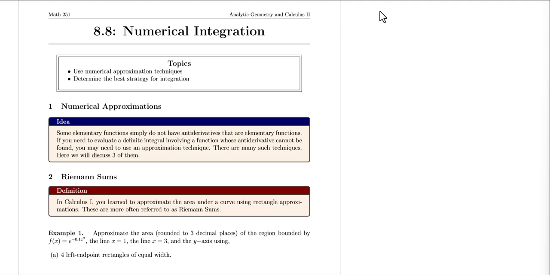Now, the first technique you definitely had back in Calculus 1, but it does bear some repeating. So let's go ahead and begin here with Riemann sums. In Calculus 1, you learned to approximate the area under a curve using rectangle approximation. You may recall that these rectangle approximations were often referred to as Riemann sums. So let's go ahead and review those with the following problem.